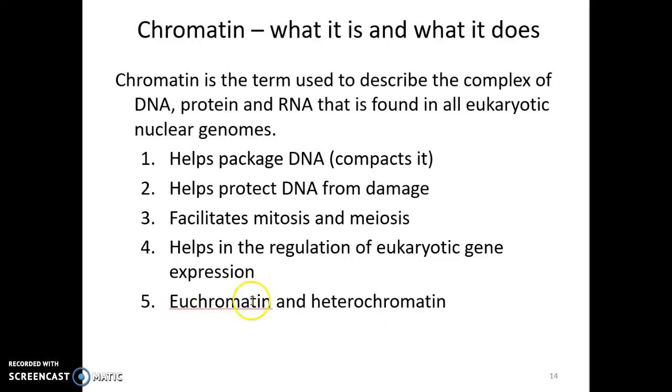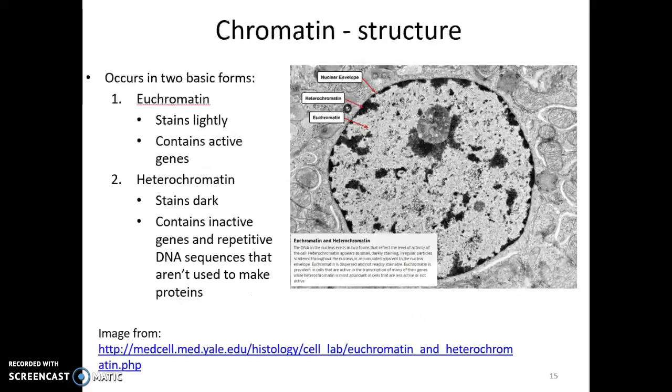And then 5 is a little bit of a mistake here, so this is just an extra note that I'll get to. It's not what chromatin does, but how it's organized. So really 1 through 4 are what chromatin does, and this is an extra thing about the structure. And that is that chromatin can be found in 2 separate forms. It can be euchromatin or it can be heterochromatin. So let's think about that next.